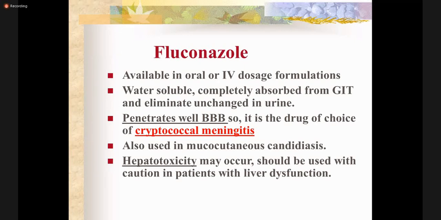and the important thing about its toxicity is that fluconazole is toxic to the liver, and it causes hepatotoxicity. So, for example, in Amphotericin B you have to take care of the renal function, whereas in the case of fluconazole you have to take care of the liver function, or you have to see the liver profile of the patient.